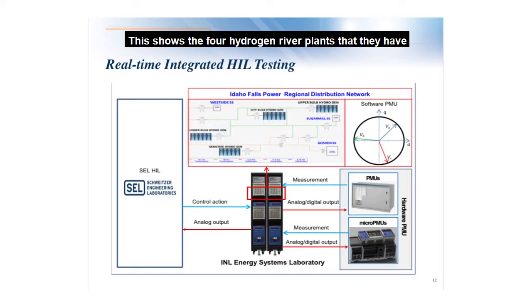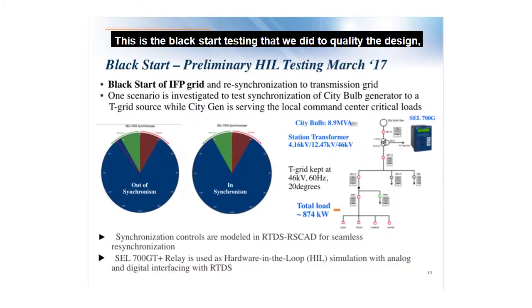This shows the four run-of-the-river plants that they have, and some of the PMUs from the transmission side and the micro PMUs on the distribution side that we utilize in order to first design the microgrid and analyze it prior to deployment. This is the black start testing that we did.